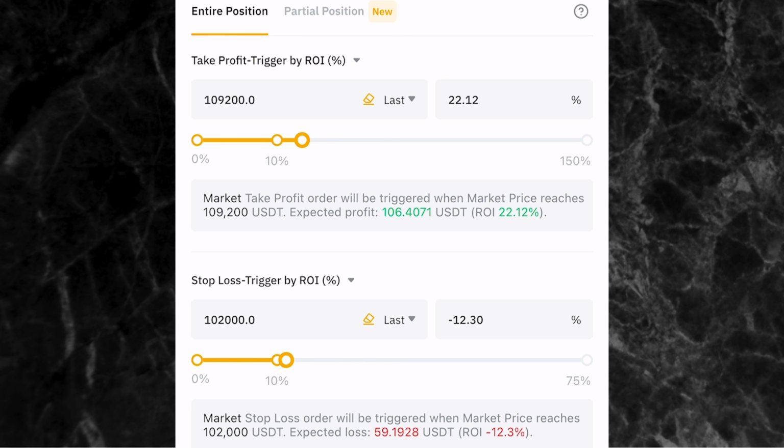I hope you understand. And you can see the actual USDT. So the actual USDT for your profit, I'll be making $106. And for my stop loss, I'll be losing $59. So you'll be able to see all of these details right here. So let me go back.